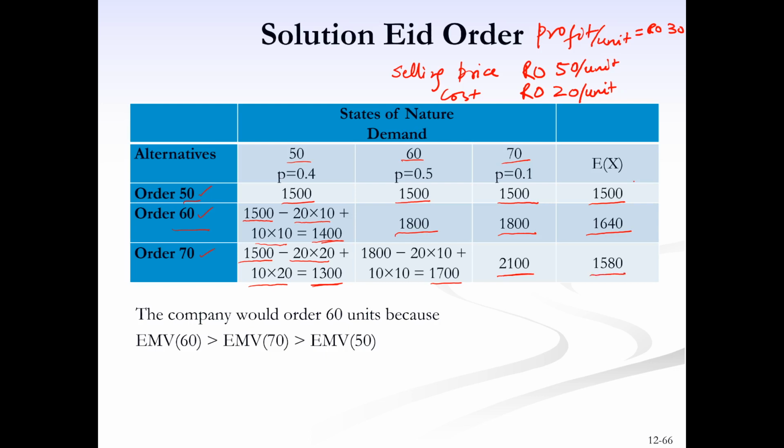So the highest expected value is 1640, and we will order 60 units. So this is a nice problem. The only big trick, or the first trick, was about the alternatives, and if you decide the alternatives, then it was easy.